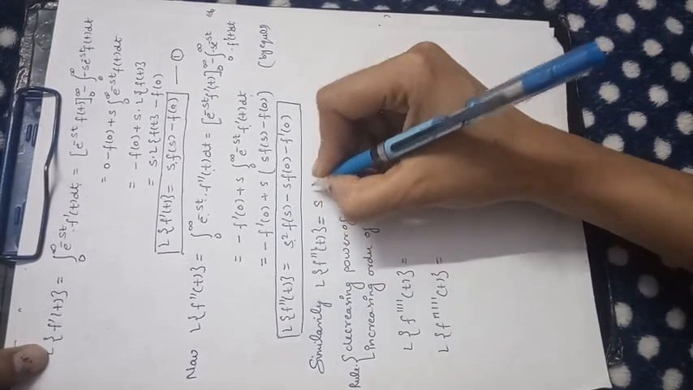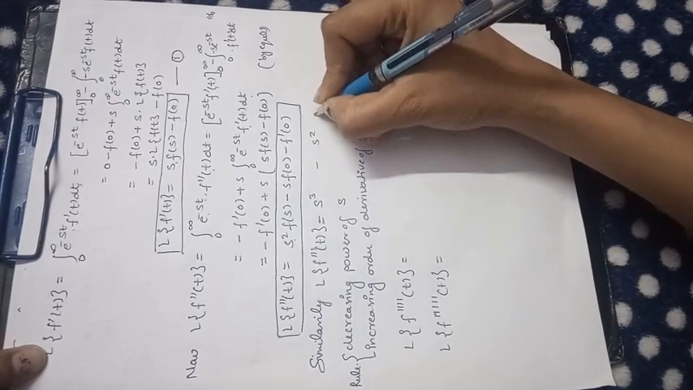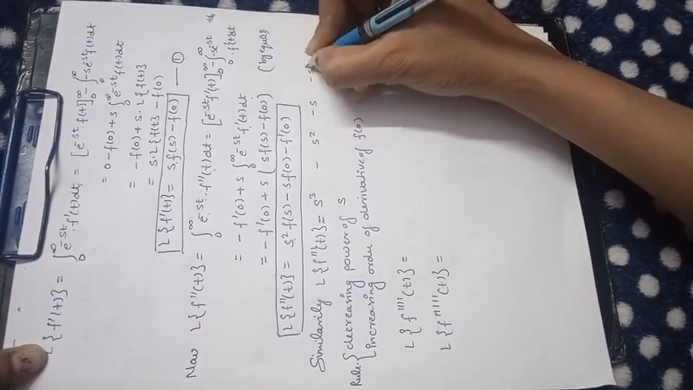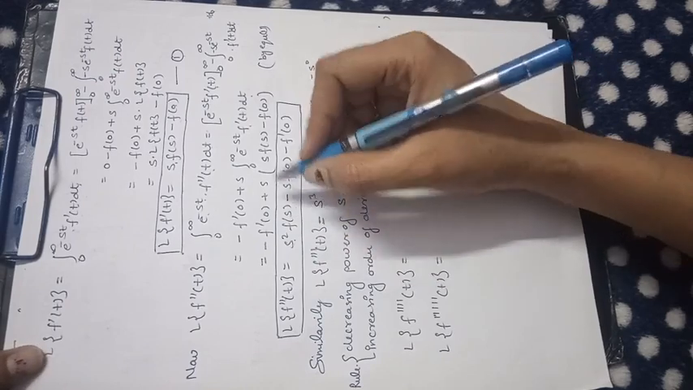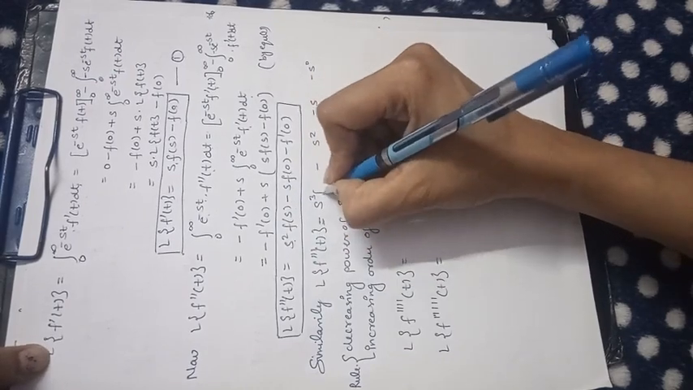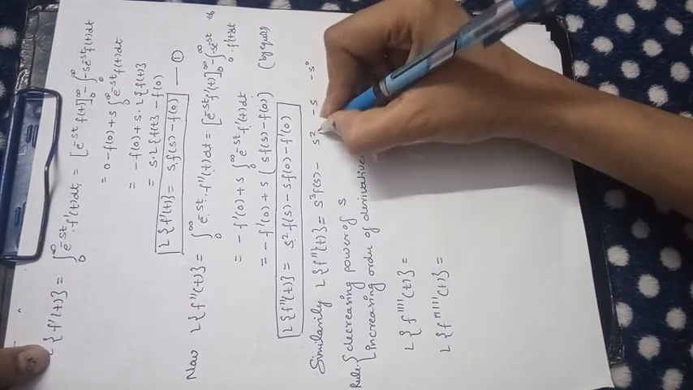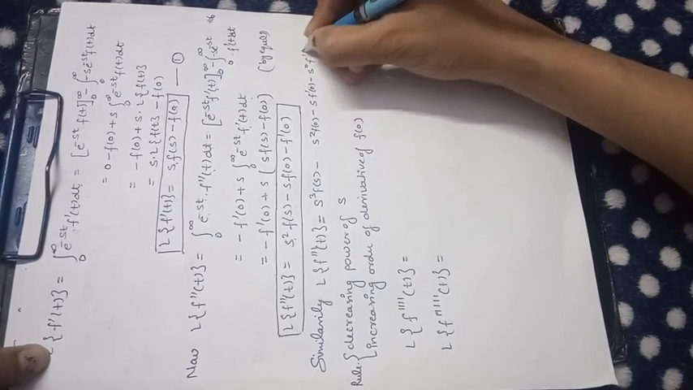That means you can start from s cube, s square, s, and finally s raised to power 0. Okay, and the coefficient of the highest power is always F(s). Okay, and then start with f(0), f dash 0, and f double dash 0.